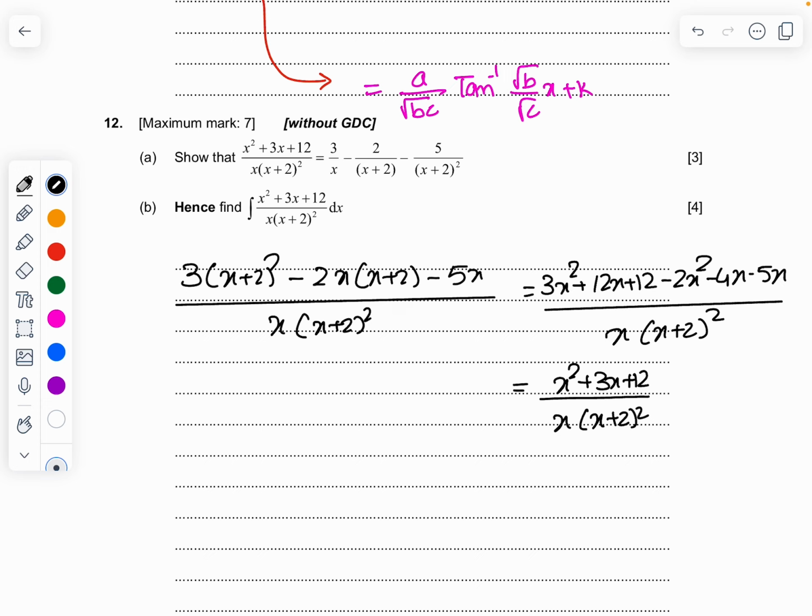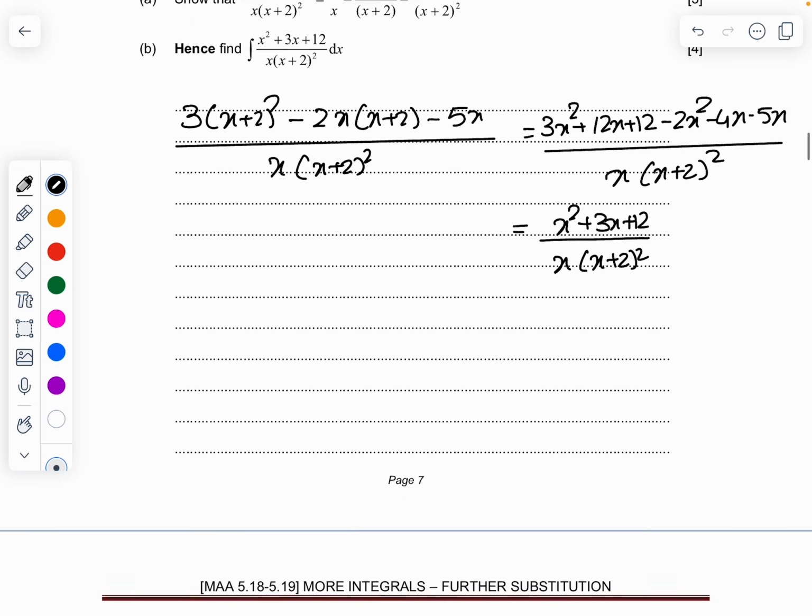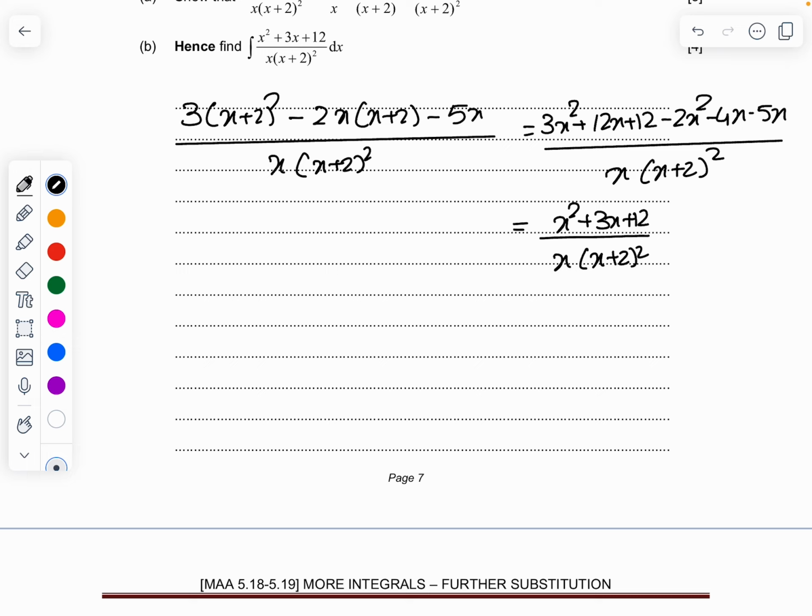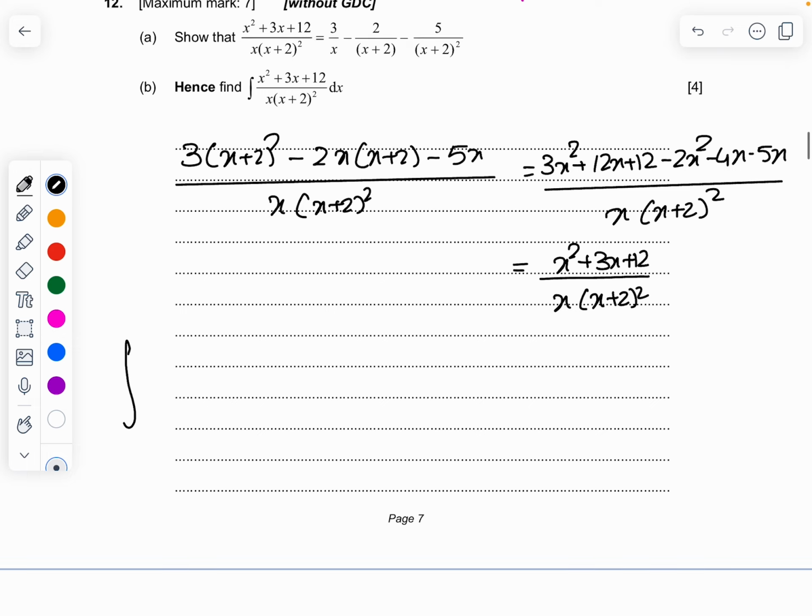So coming to the next question. Now hence find the integral of this one. So what am I going to do? The integral of that one will be the integral of 3 upon x minus 2 upon x plus 2 minus 5 upon (x plus 2) whole squared.